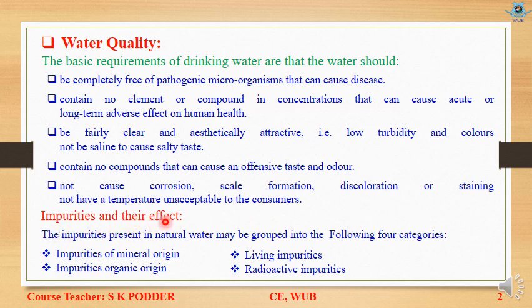Let's see about the impurities and their effect. The impurities present in natural water may be grouped into the following four categories. Number one, impurities of mineral origin, impurities of organic origin, living impurities, and the last one is radioactive impurities.